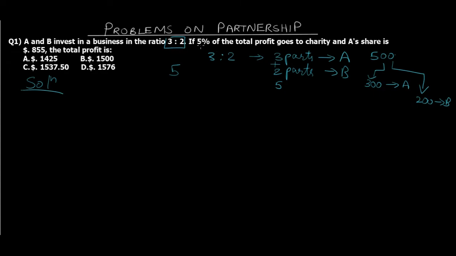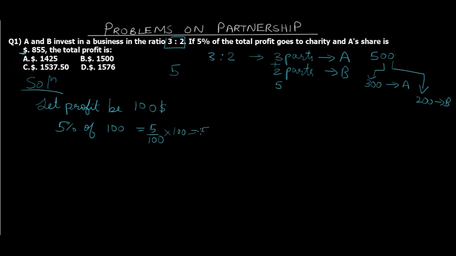So what we can do is we can make certain assumptions. Now we actually don't know the profit, right? So we'll say let profit be $100. Since in this case we have given dollars, it can be rupees or any other currency, which doesn't matter much. So let's say the profit is $100. Now we know the 5% of the total profit goes to charity. So 5% of 100 is equal to 5 by 100 into 100, which is equal to 5. So $5 is being donated to charity. So the actual profit is going to be 95.